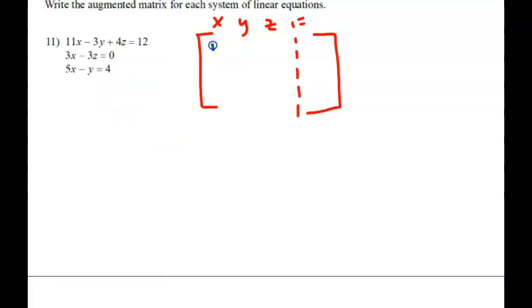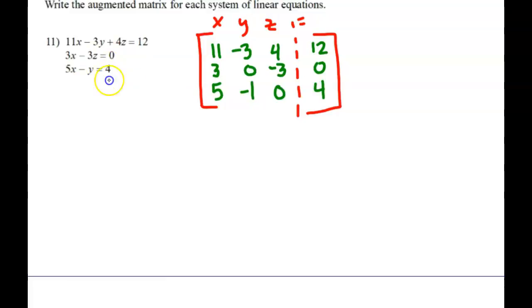So this one is 11x minus 3y plus 4z equals 12. Then let's see, I have a 3x, but I have no y, and a minus 3z equals 0. And then a 5x, a negative 1y, 0 z's, and a 4. If it helps you, rewrite the equations with those in, but I think you guys can handle it. Good to get that one right?